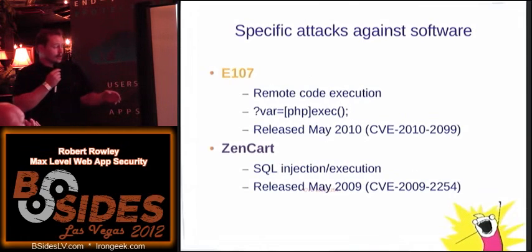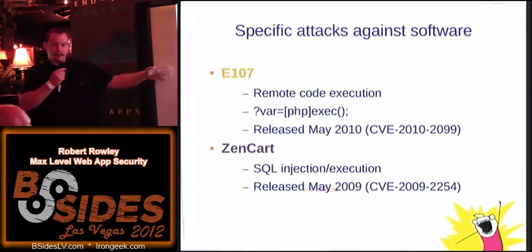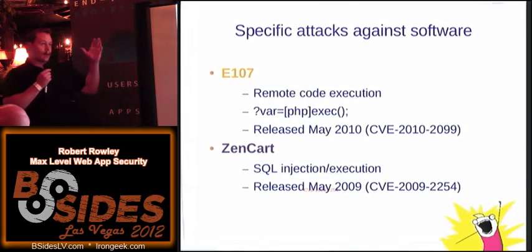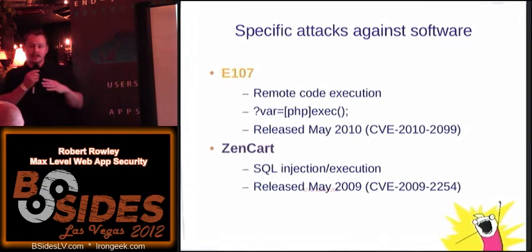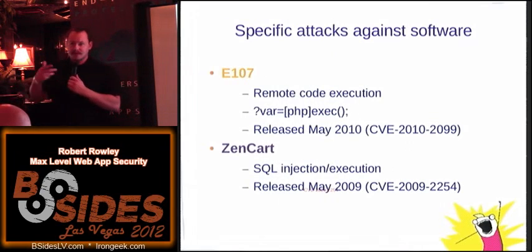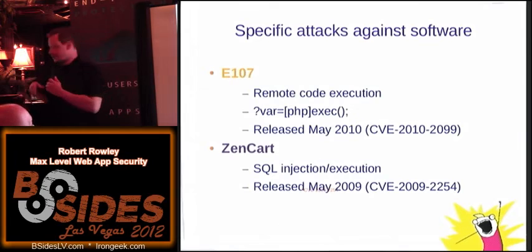And then the other one that I'm going to go into is Zencart. Zencart's a very popular open source web shopping cart. The attack here was released in May 2009. There's a CVE code. It was actually SQL injection / execution. I'm not going to go into the details on it as I did with E107 because it's complex.